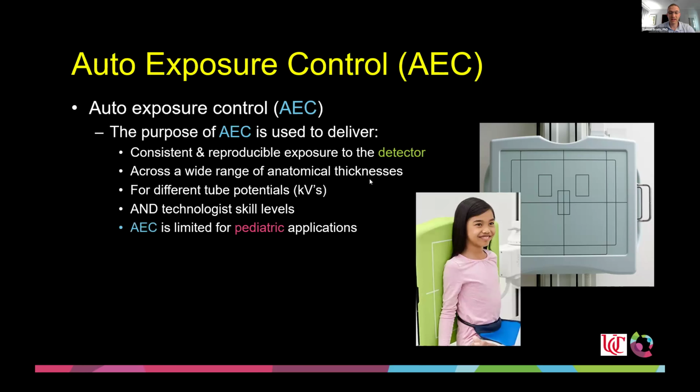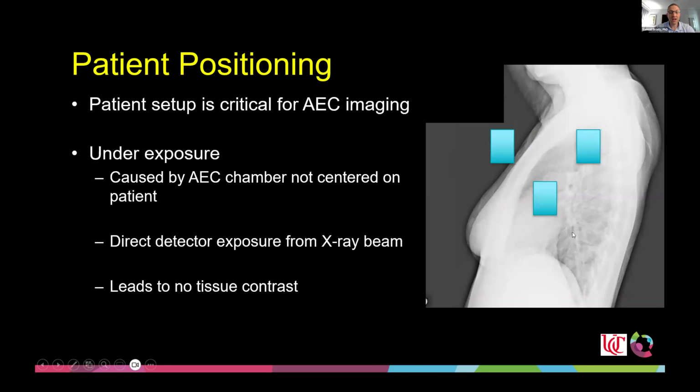The caveat to using AEC is when we're imaging pediatrics or little kids, almost always their anatomy is too small to cover the proper AEC cell. So if you're doing a chest radiograph, this young lady here, these chambers are too big for her lung field and would not produce a good image. And so we have to be mindful of the size of the patient and the anatomy that we're imaging if we're going to use AEC.